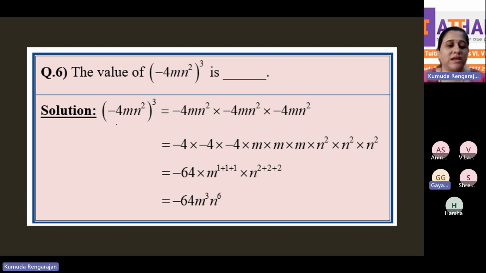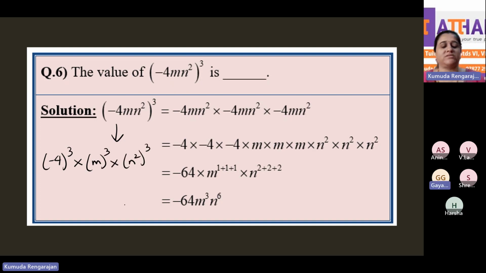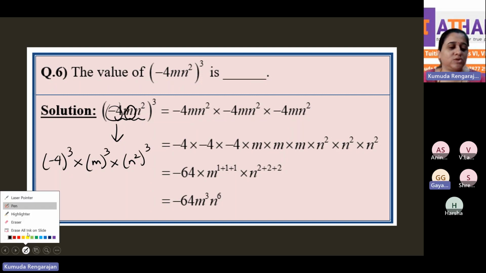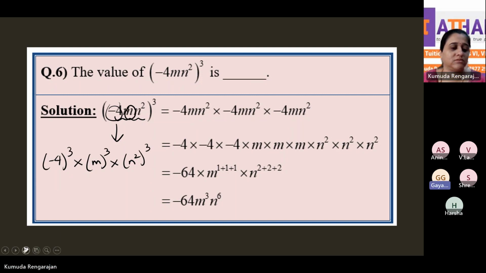You can also present it like (-4) the whole cubed into m the whole cubed into n squared the whole cubed. This is nothing but the power 3 applying to every part of -4mn squared. So the cube applies to -4, to m, and to n squared. You can also show it like this.